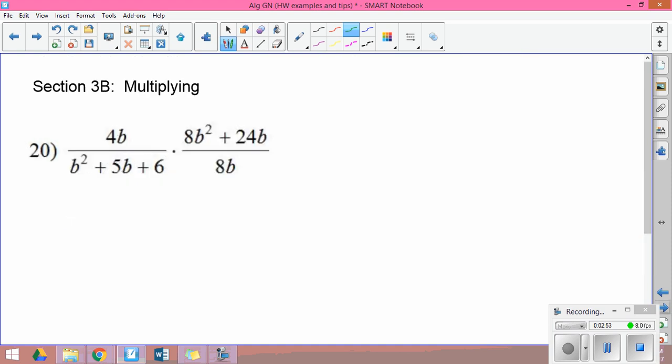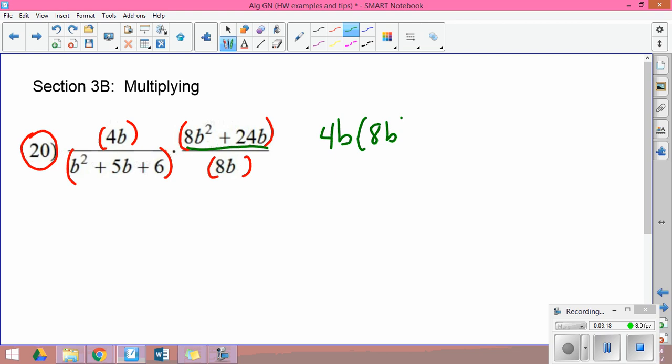If I go on to homework problem number 20, I have a much more complicated looking problem. But again, go in, these are all single numbers. And before I can do any canceling, I need to factor. So I can't cancel 4 or factor anything out of 4b, but in this next one, my greatest common factor would be 8b. And when I take that out, I'm left with b plus 3. And it is okay to write this all as a single fraction. Now this work you may want to do off to the side.